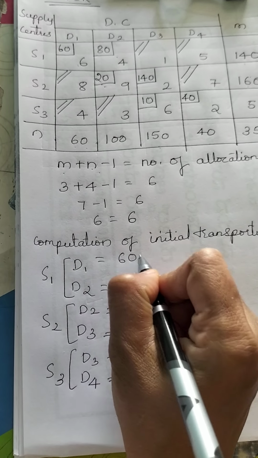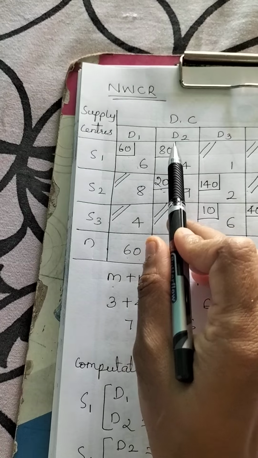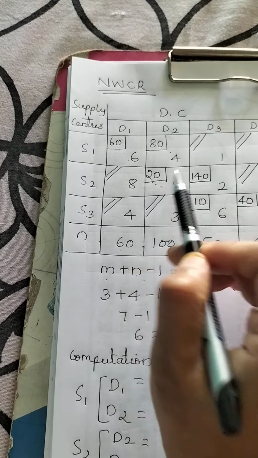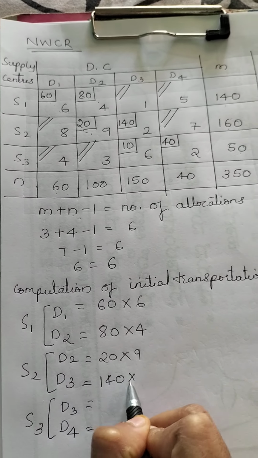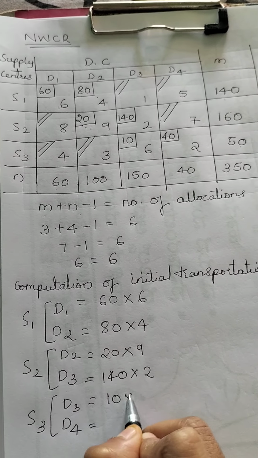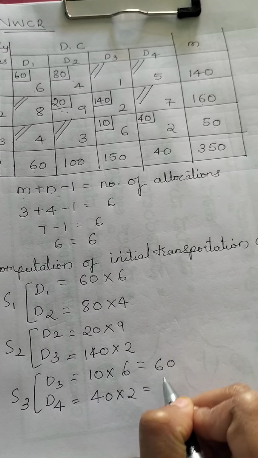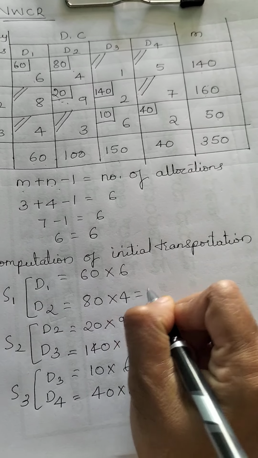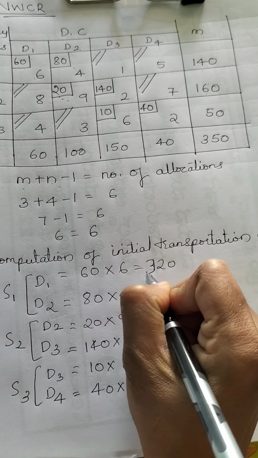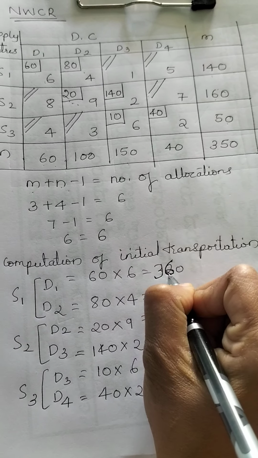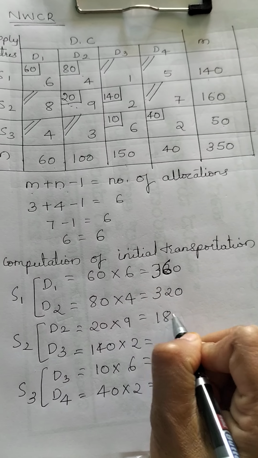For S1, it is 60 into 6, 80 into 4. Understand? 60 into 6, 80 into 4. For S2, it is 20 into 9, 140 into 2. Next, 10 into 6, 40 into 7. So this is 360, 320, 180, and 280.